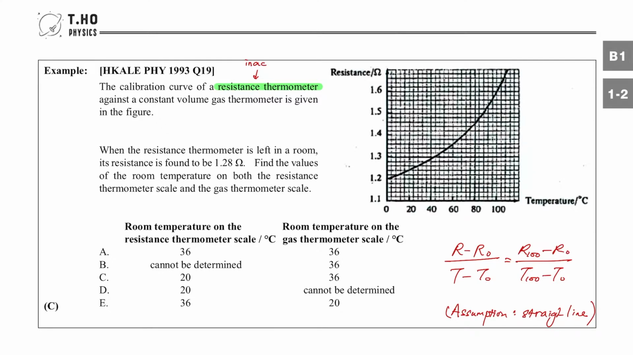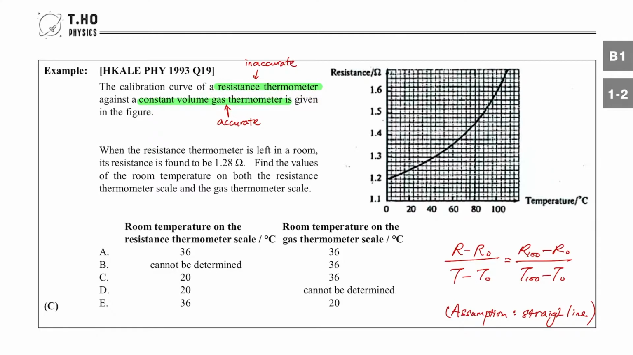Therefore, when we look at the resistance thermometer, we'll think that this is an inaccurate value when compared to the other value obtained by a constant volume gas thermometer, which we are taking as an accurate value.